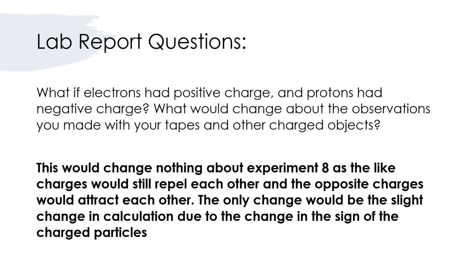Lab report questions. What if the electrons had positive charge and the protons had negative charge? What would change about the observations you made with tapes and other charged objects? This would change nothing about experiment 8, as like charges would still repel each other and opposite charges would attract each other. The only change would be the slightest change in calculation due to the change in sign of the charged particles.